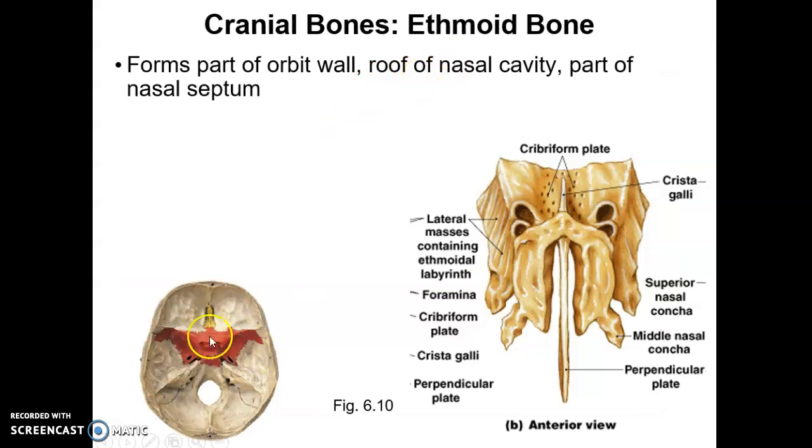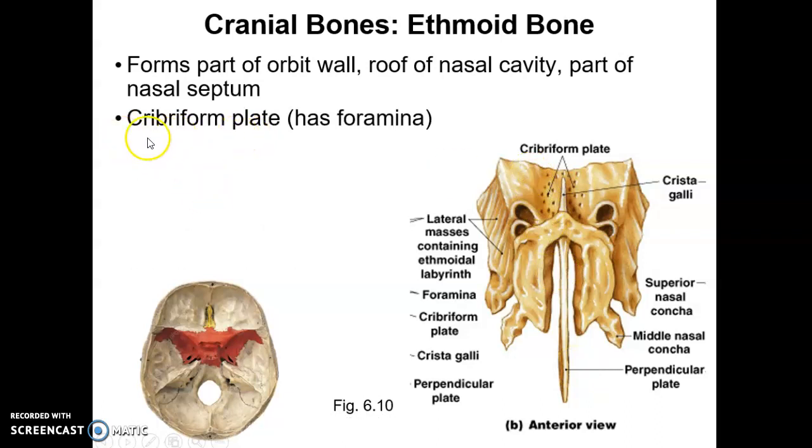Okay, let's move on to the ethmoid bone, which is here in yellow. And you can only see a small part of the ethmoid from the superior view. This is an anterior view, so looking from the front of the cranium, like looking into someone's face. This little ridge crest is called the crista galli. That's this little bony protrusion there. So it does form part of the orbit wall a little bit in this area. A roof of the nasal cavity, so this would be the nasal passages here. This is part of the bony nasal septum, the perpendicular plate of the ethmoid.